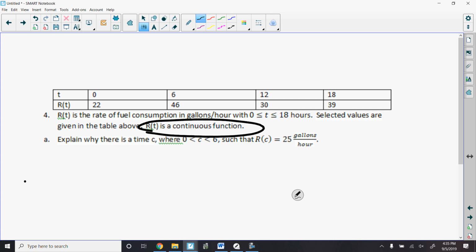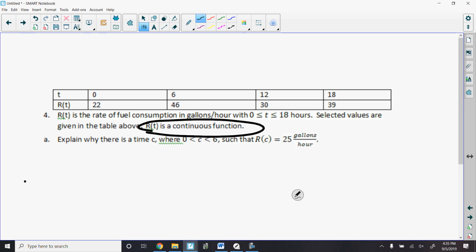One of the problems on review sheet 2, I never told you that our function was continuous, so we couldn't use the IVT. But now that you know R of t is continuous, then we know that the IVT is in play. Okay? So it says explain why there is a time c where 0 < c < 6, such that R of c equals 25 gallons per hour.